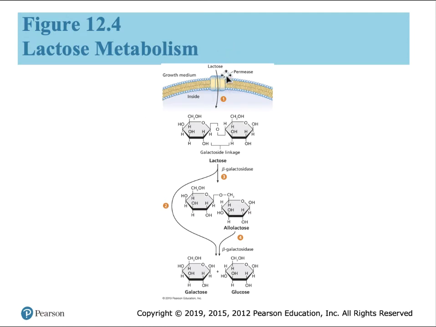Figure 12.4 shows you how lactose enters through the membrane of the bacteria, the E. coli. There's a protein called permease, and that protein is a channel for lactose. Once lactose has entered, it's a disaccharide, and it's then attacked by beta-galactosidase. This enzyme splits the molecule at the galactoside linkage. The galactose is converted to more glucose, and both those molecules are then sent down the glycolysis pathway, as we noted earlier.